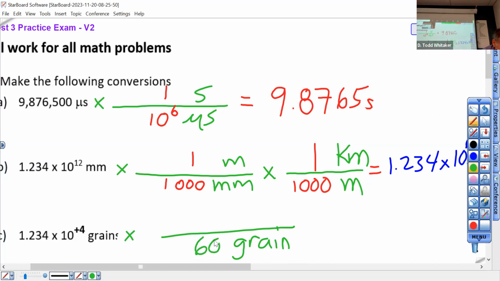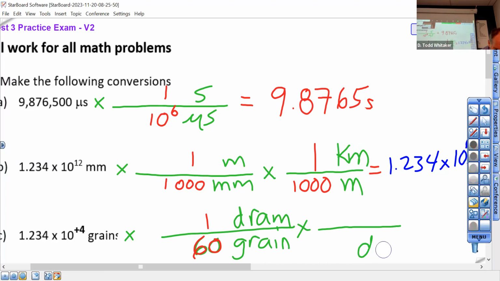60 grains down here for 1 dram. I confused dram with gram. And now, can I get rid of drams and get to something close to a volume like liters or milliliters? 8 drams gets me what? 1 fluid ounce. Old school, but still used nowadays.